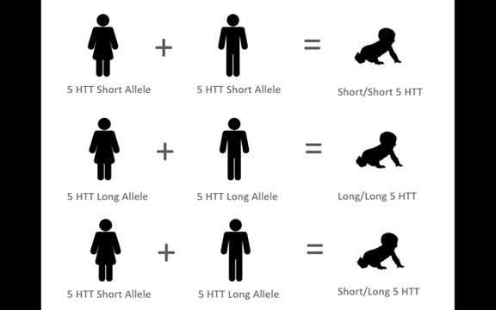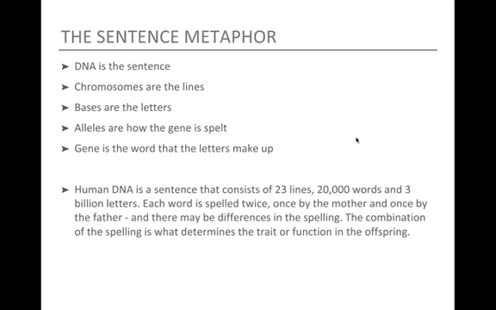So all of this information might be a little overwhelming for you. And the best way to look at all these different parts of the gene and genetic inheritance is through the sentence metaphor. So the DNA is the sentence, right? The big, long sentence. Chromosomes are the different lines. A sentence can have several lines, right? The bases are the letters that make up the gene, which is the word, right? And alleles are how the letters are used to spell the gene out.